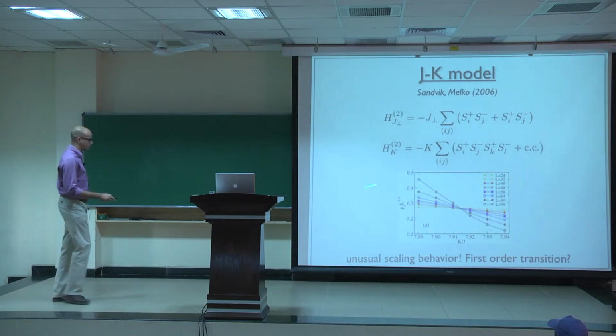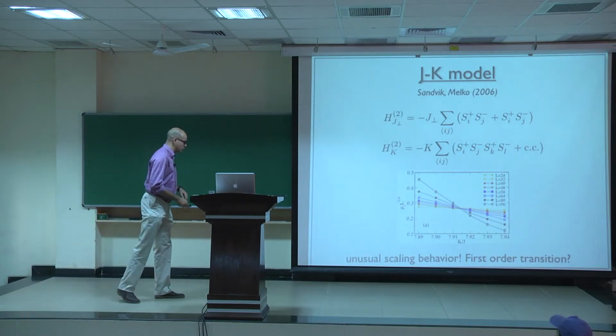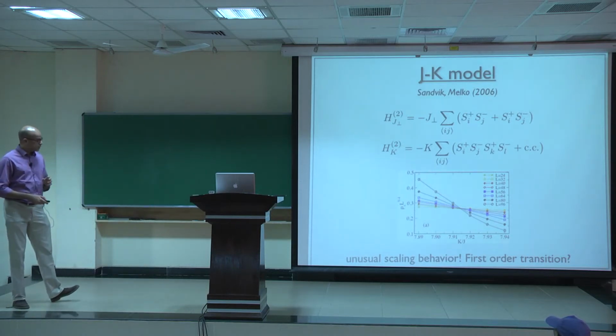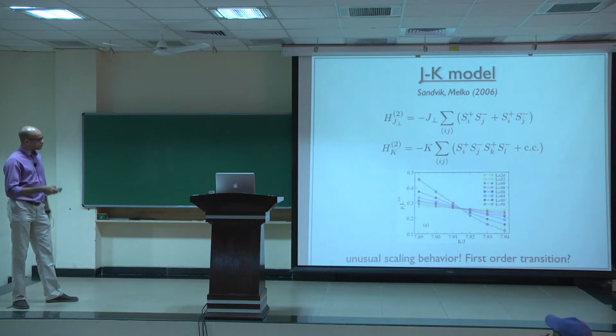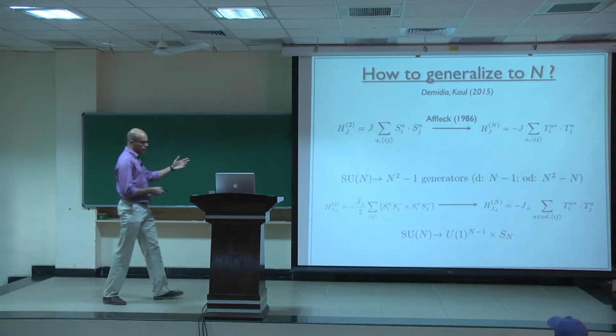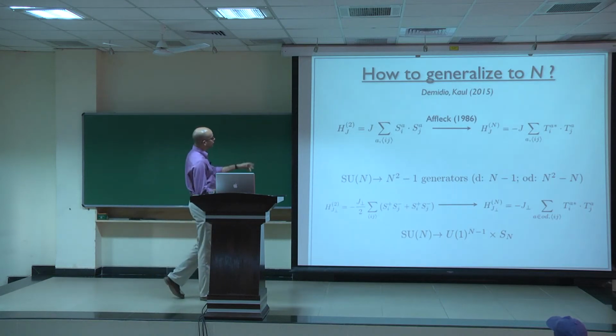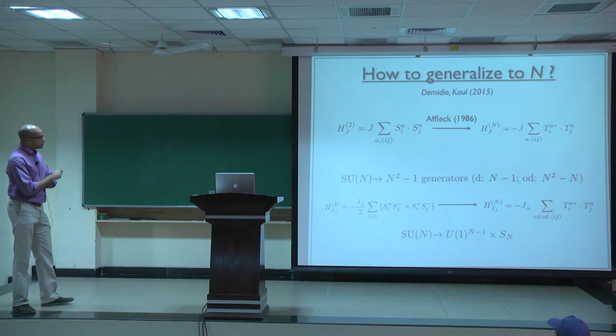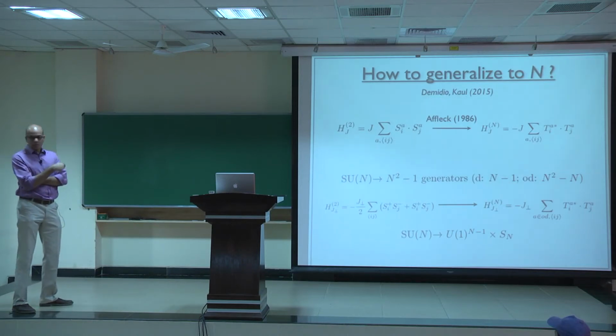Okay, and I don't want to go into details of why this scaling is unusual, but people started suspecting that this transition could be first order, even though no one had actually seen clear evidence for first order behavior. Okay, so now given the success we had for the SU(N) case of generalizing from SU(2) to SU(N), I got interested with my grad student John DeMedio in trying to do this for the easy plane case. So I want to extend the easy plane case to SU(N).